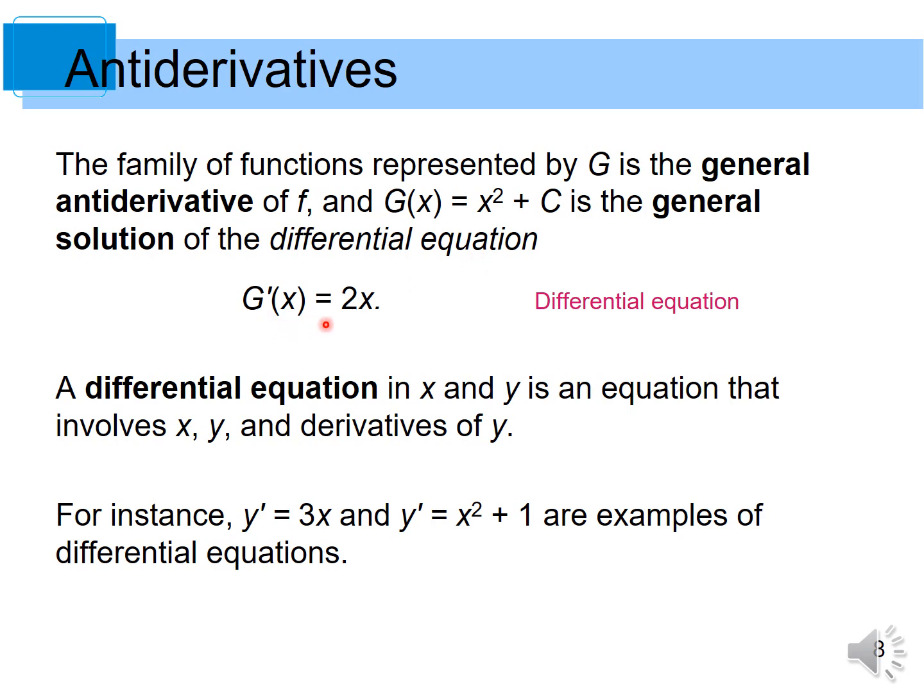G prime x equal to 2x is a differential equation, because a differential equation in x and y is an equation that involves x, y, and derivatives of y. For example, y prime equal to 3x and y prime equal to x squared plus 1 are examples of differential equations.